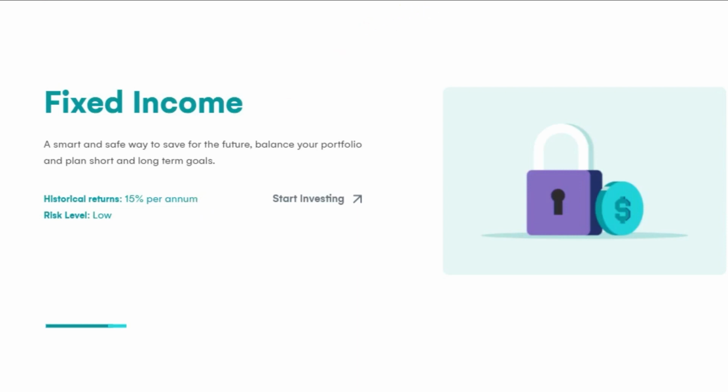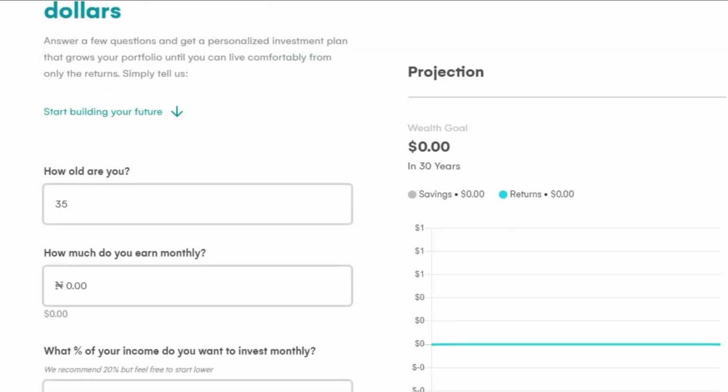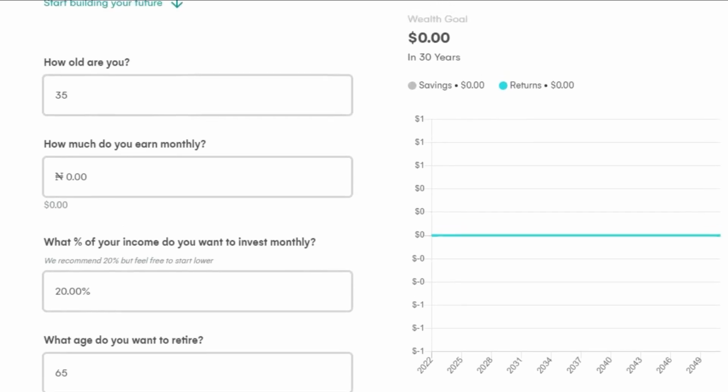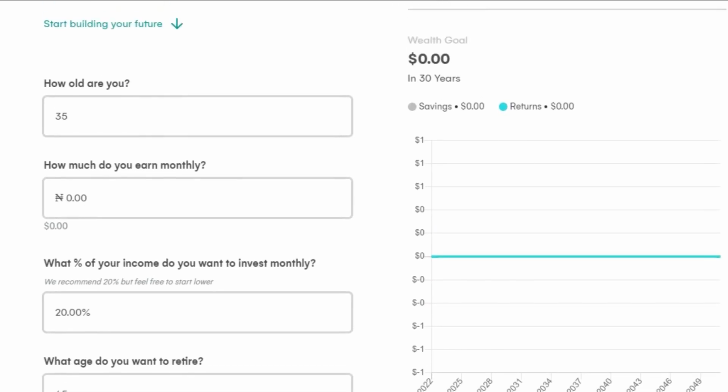So let's go to the last and final one, which is very interesting. This is a way of becoming financially free. Actually, building a portfolio with Risevest is very interesting, and I would advise you to go for this if you're aiming for the long term. Using the build wealth icon on Risevest, you can plan for any event in the future. Maybe you want to build a house, buy a car, buy land, or save for your children's school fees.